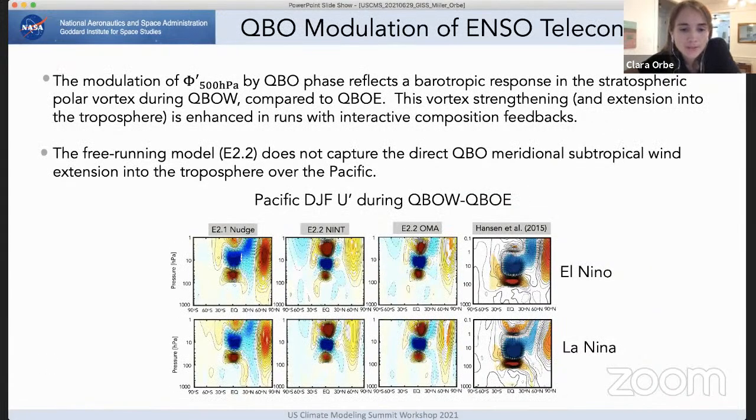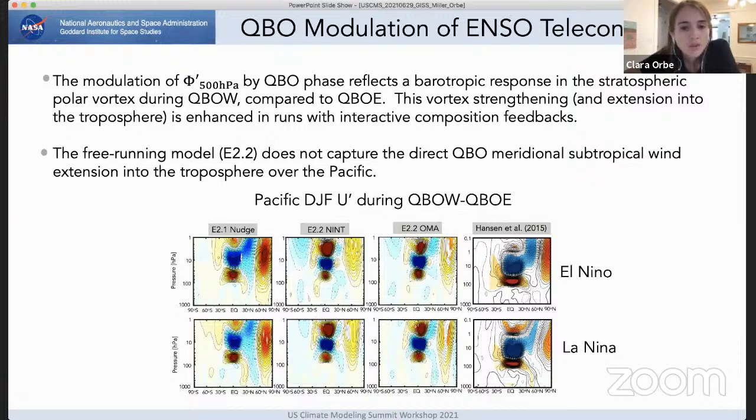So we can just ask briefly, are these geopotential height anomalies embedded in some part of a structure that includes the stratosphere? We can look at that by looking at these pressure-latitude plots of the QBO West minus QBO East anomalies in the zonal wind for El Nino on the top and La Nina on the bottom. And again, I'm showing the results from the nudged ensemble on the left, and we have the non-interactive and interactive versions of the free-running model in the middle panels. And then just for reference, I'm showing the same composites that were generated using an older version of WACCM in this previous study.